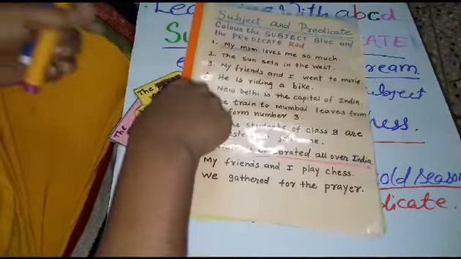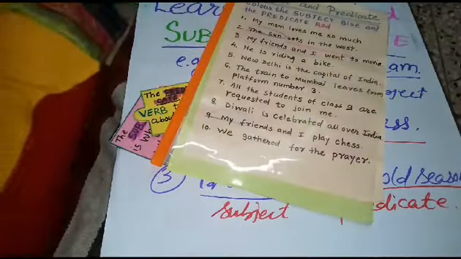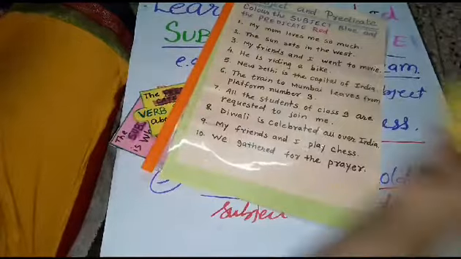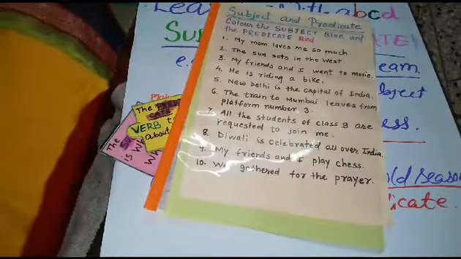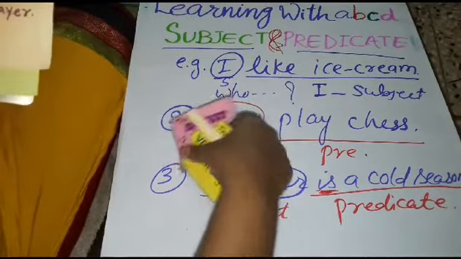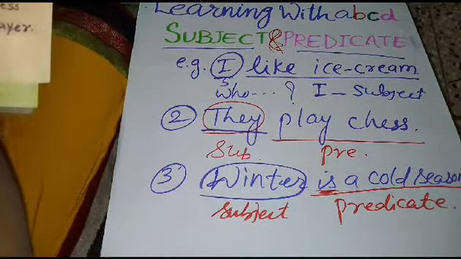So friends, you just try, and this can be reusable. So you can just rub it with any wet cloth or tissue paper or anything. So just try these activities, and teach your child subject and predicate.